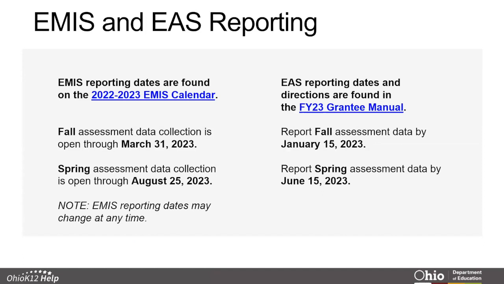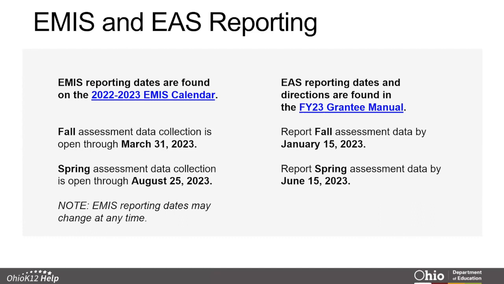Now, the fall assessment has already closed. However, the spring assessment data collection now is going to be open through August 25th. So let's say you pull the report on the 25th before the archive, and maybe you don't report until you come back to school. But make sure you pull that before the archive, or you're not going to be able to report for the spring assessment window. But do note, EMIS reporting dates can change. So please keep looking at that EMIS calendar.